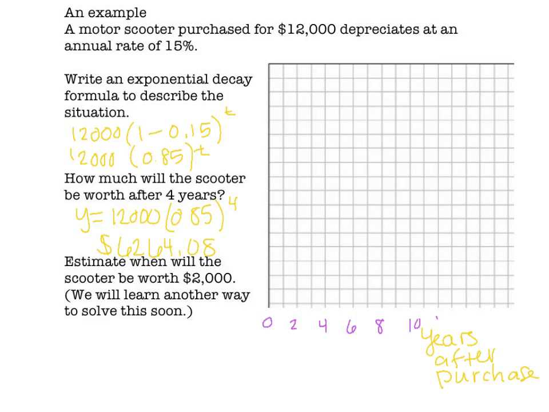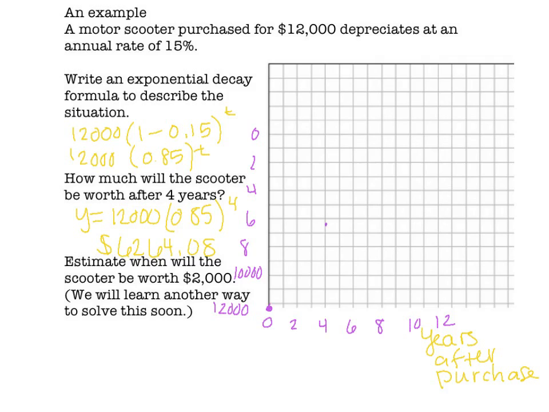And our starting value was 12,000. And again, we're just going to go by 1,000 each time. 8, 6,000, 4,000, 2,000, and 0. So when we bought it, it was worth $12,000. And after 4 years, it was worth 6,264. So there's my 6,000, so right about there.